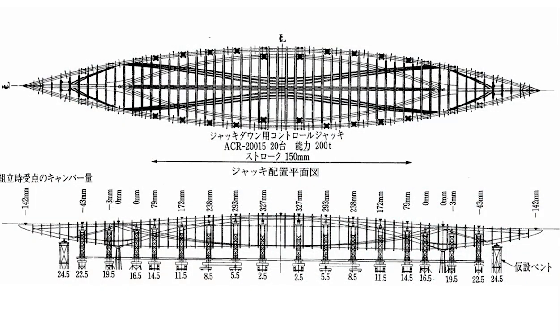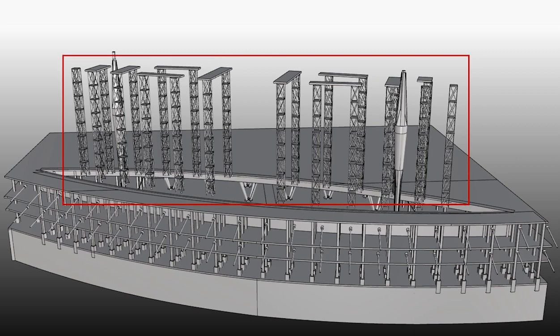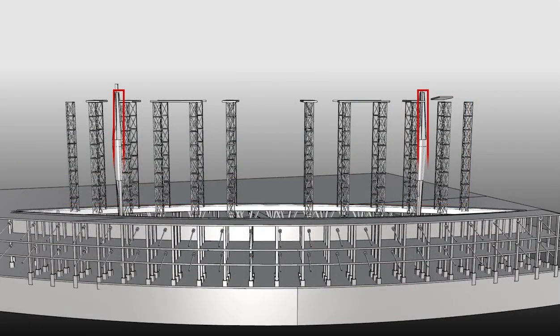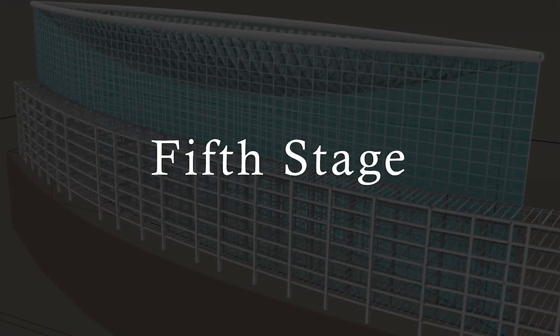Fourth, after the main columns were completed, the large roof steel structure was installed by moving 2 traveler cranes from the main columns toward the center over the bent stage. The roof was supported by 44 temporary supports, known as vents, as construction progressed. Eventually, the load was transferred to the 2 main columns using the jack-down method.